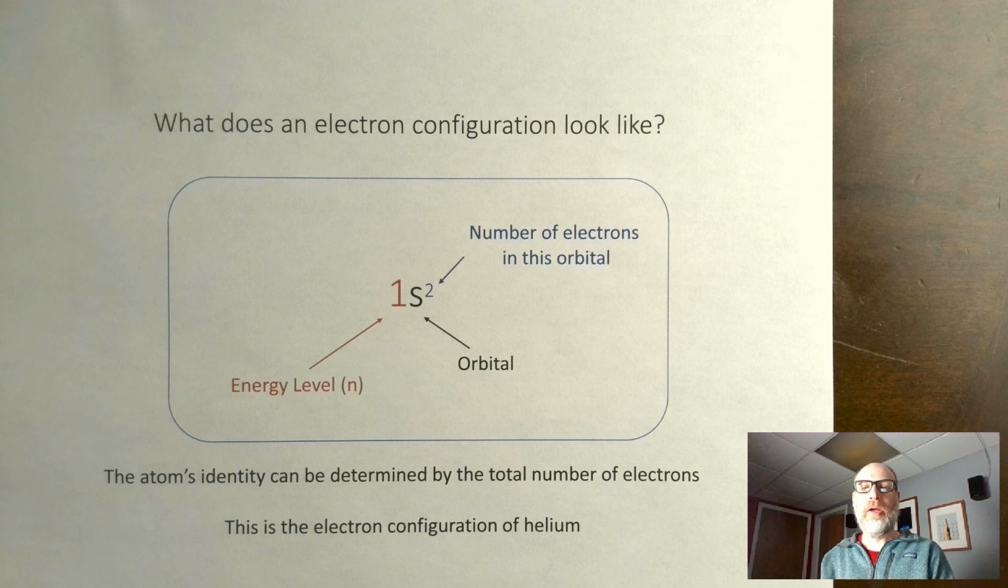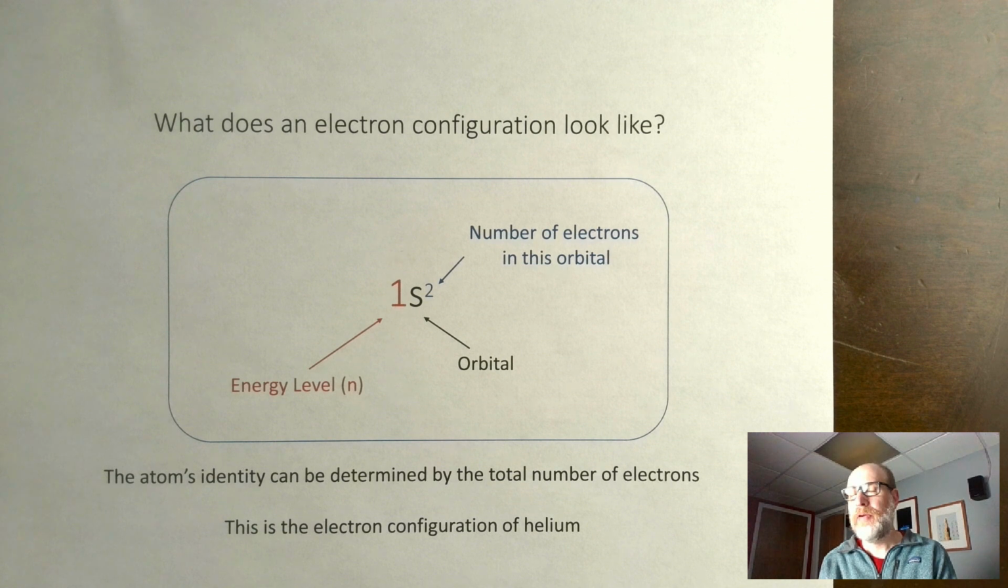All right, so we now have an understanding of where electrons might be located in an atom. We talked about the idea of orbitals, so now how can we specify what electrons are in what orbitals? And we're going to use something called an electron configuration to do that.